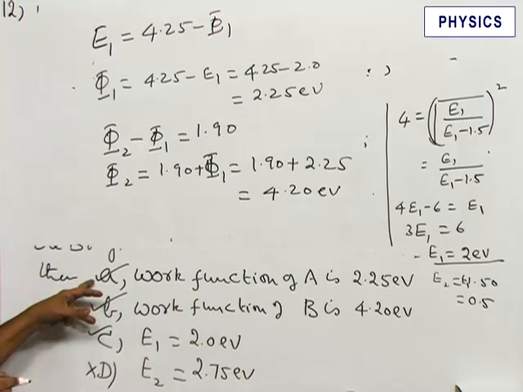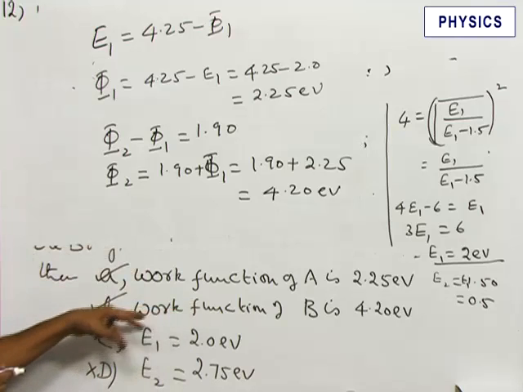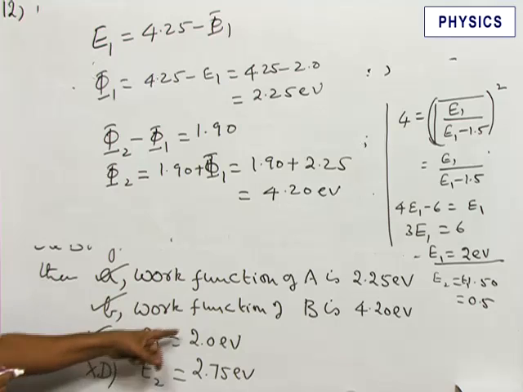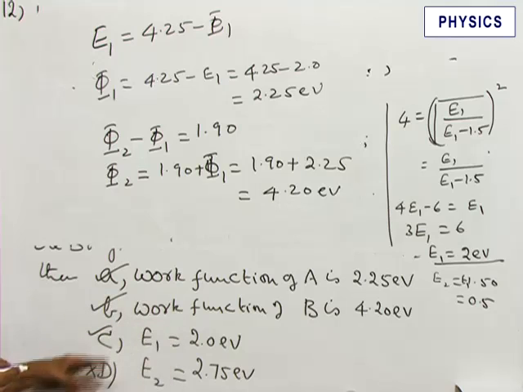Hence, the first option, work function of A is 2.25 electron volt, is correct. Second option, 4.2 electron volt, is the work function of the second metal. Third option, E1 is equal to 2 electron volt, is correct, and only the fourth option is wrong.